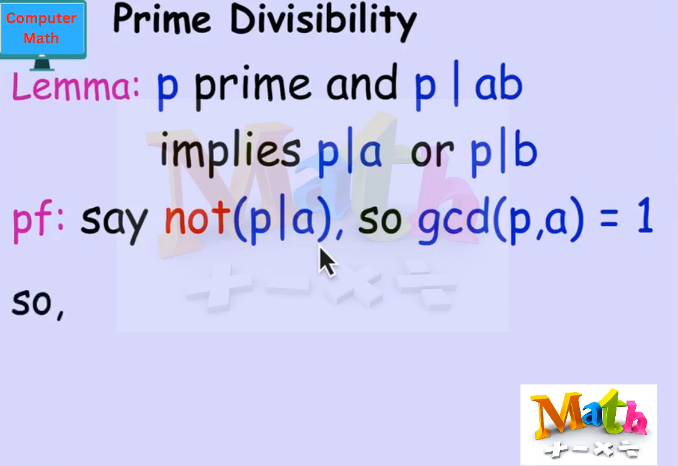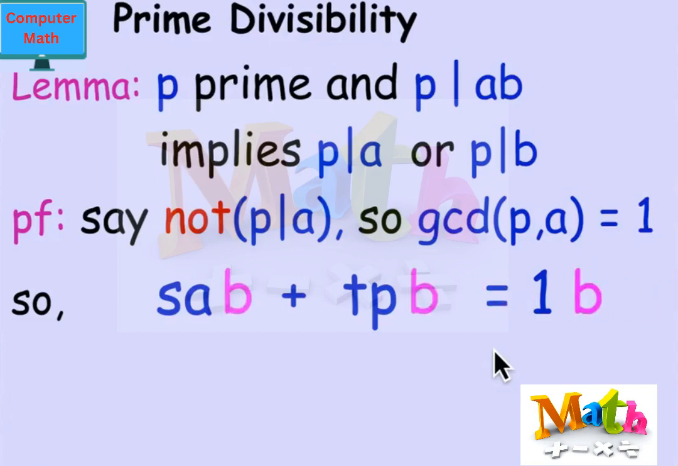All right, now comes the linear combination trick. Given that the GCD of P and A is 1, that means I have a linear combination of A and P that's equal to 1: SA plus TP is equal to 1 for some coefficients S and T. Cool. Multiply everything by B on the right. So that means SAB plus TPB is equal to 1 times B.